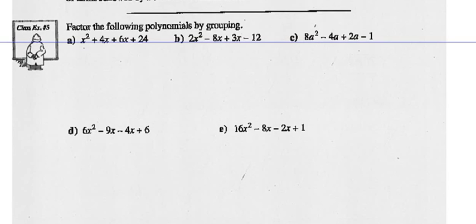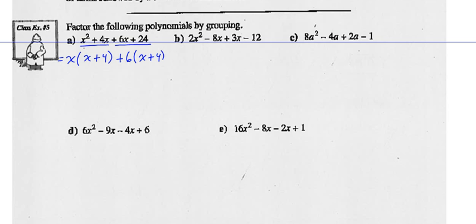So there is nothing common to all four of these terms in part A. x squared plus 4x plus 6x plus 24. Nothing common. So I'm going to group the first two terms, and I'm going to group the last two terms. I'm going to factor each grouping. So the common factor of x squared plus 4x is an x, and that leaves me x plus 4. The common factor of the last two terms is a positive 6, and that leaves me x plus 4. If I divide both terms by 6, I get x plus 4.